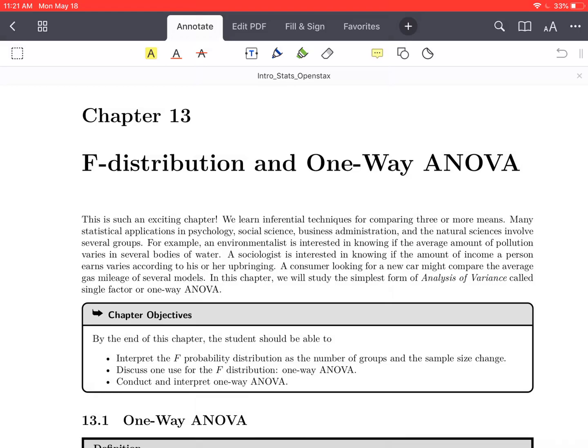Hi everybody, we made it to the last chapter of the course. We're in chapter 13, talking about the F distribution and one-way ANOVA.